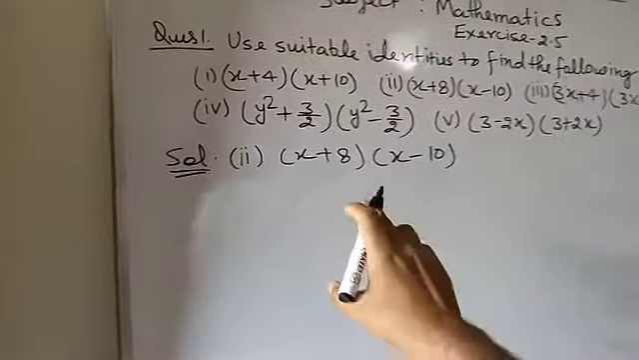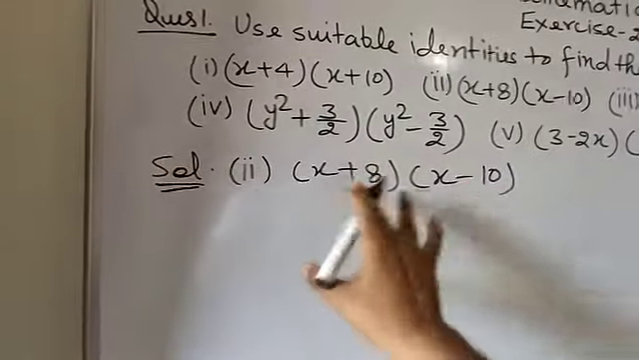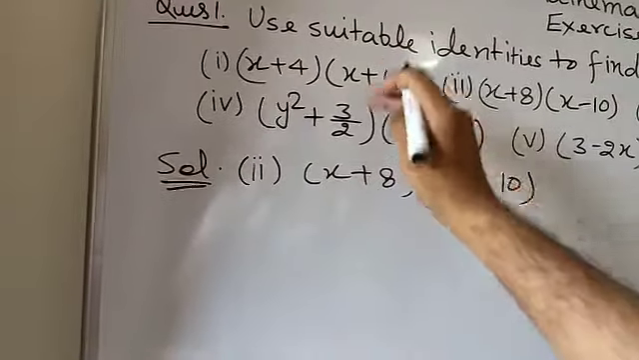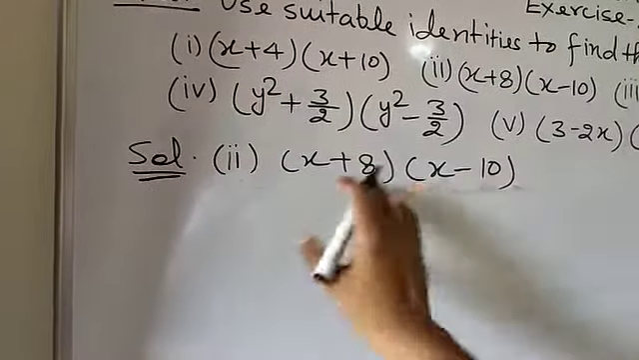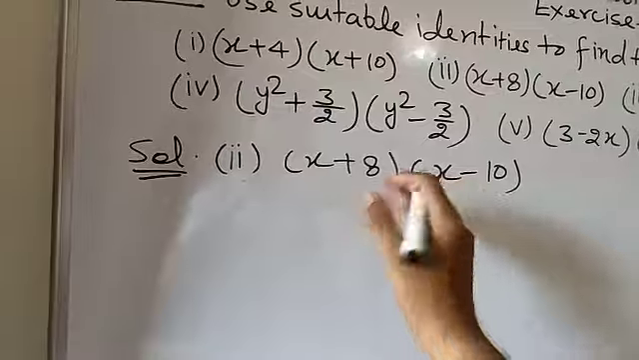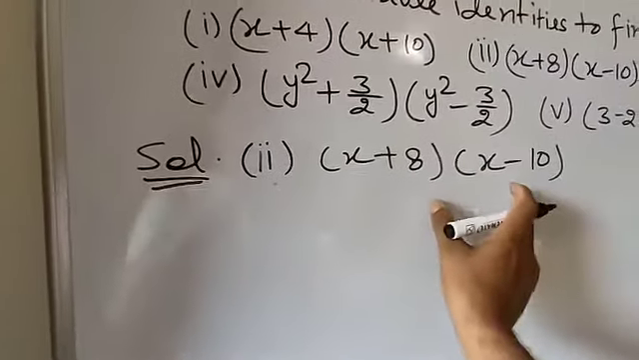Students, here I had written the second part, (x + 8)(x - 10). The difference between the first and second question is that here in the bracket one negative sign is there, and the rest of the values are the same. So here I am going to explain how you will find this.